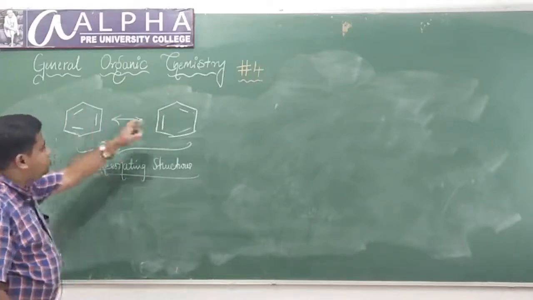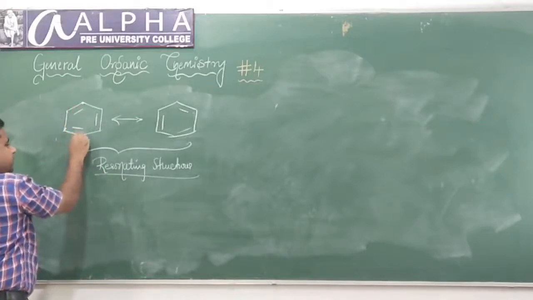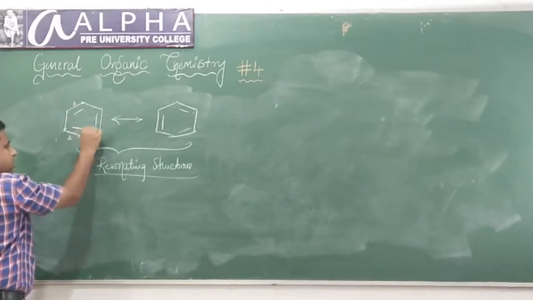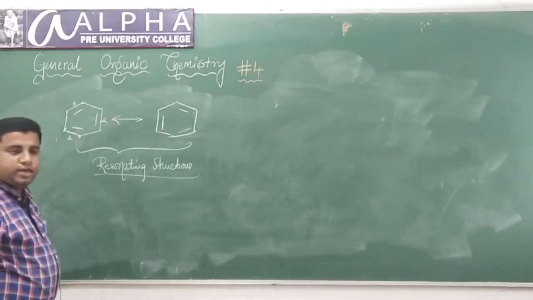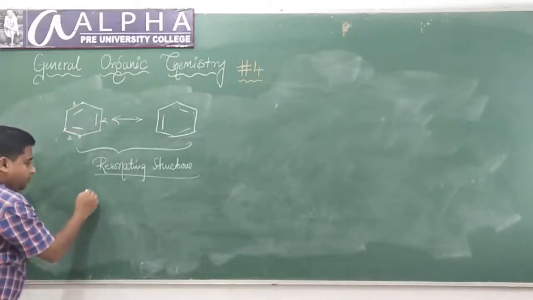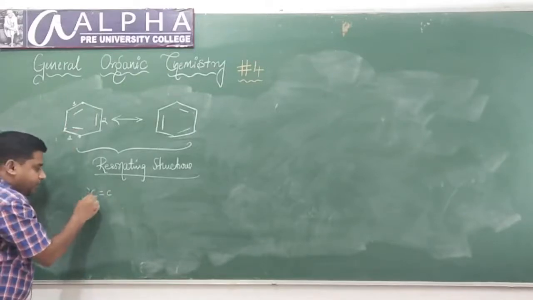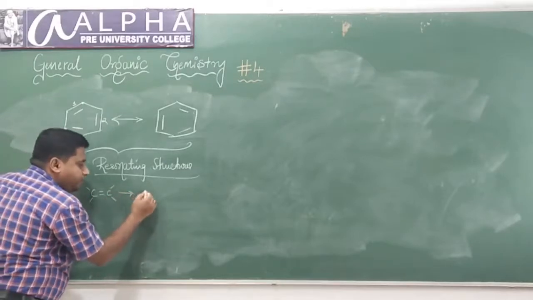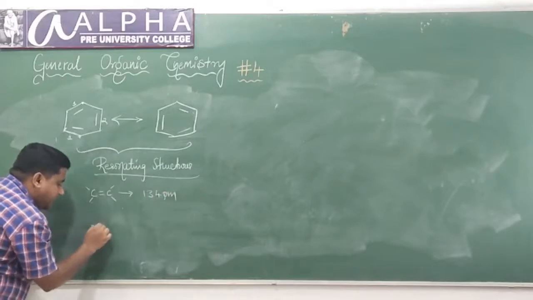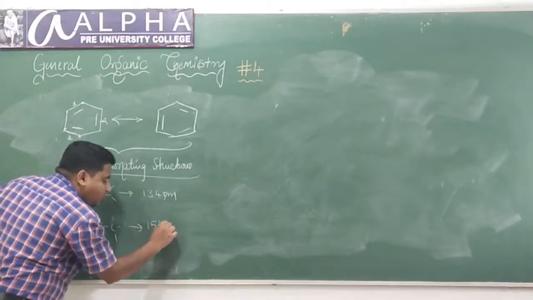According to these two structures, there are three carbon-carbon double bonds and three carbon-carbon single bonds. What is the bond length between carbon and carbon if there is a double bond? A carbon-carbon double bond will be of 134 picometer, and a carbon-carbon single bond will be of 154 picometer.